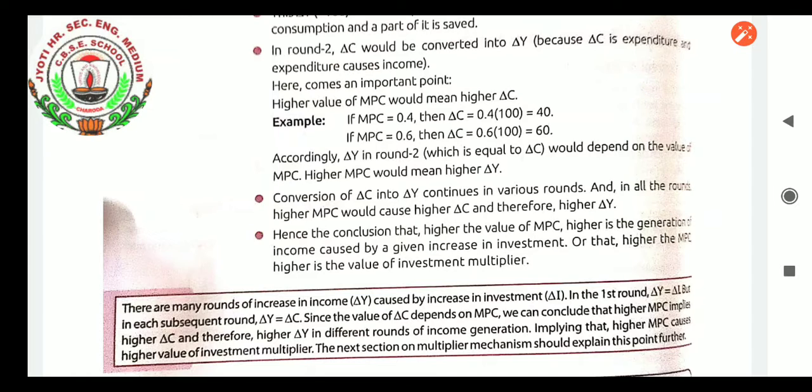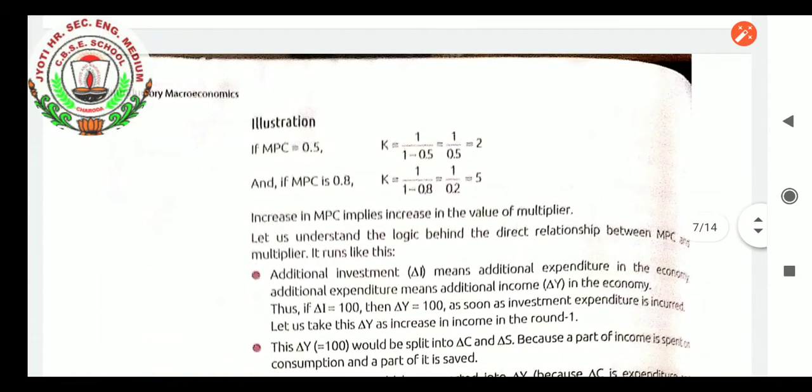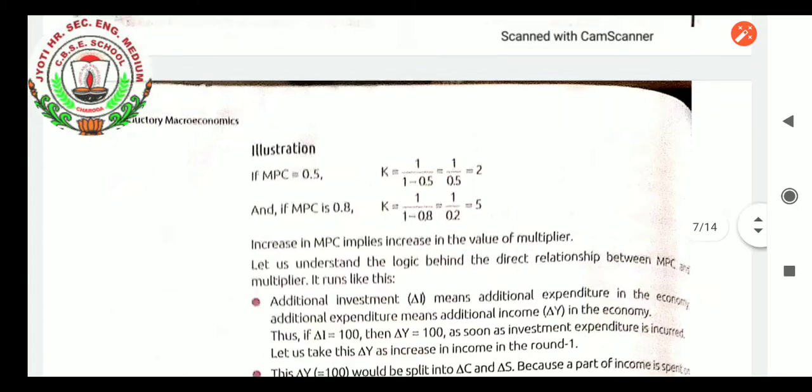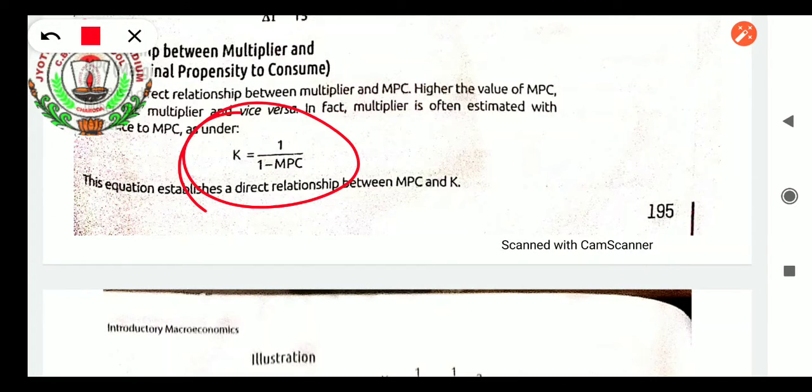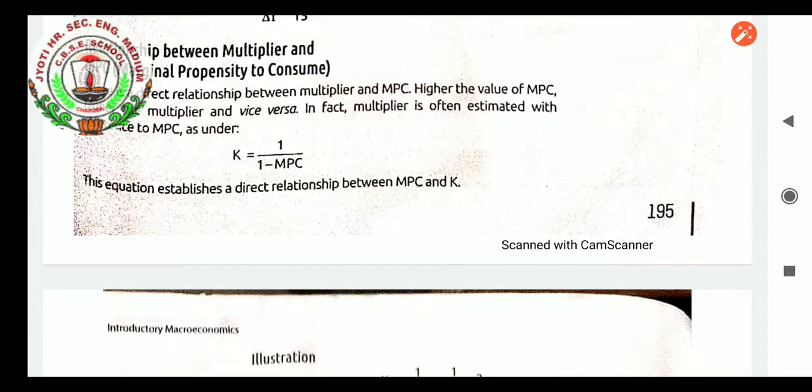So note down the K multiplier formula that we have learned: K equals 1 divided by 1 minus MPC. If you use this formula, you will definitely get the multiplier answer. So there is a relationship between MPC and the multiplier, and you can get the answers of MPC.